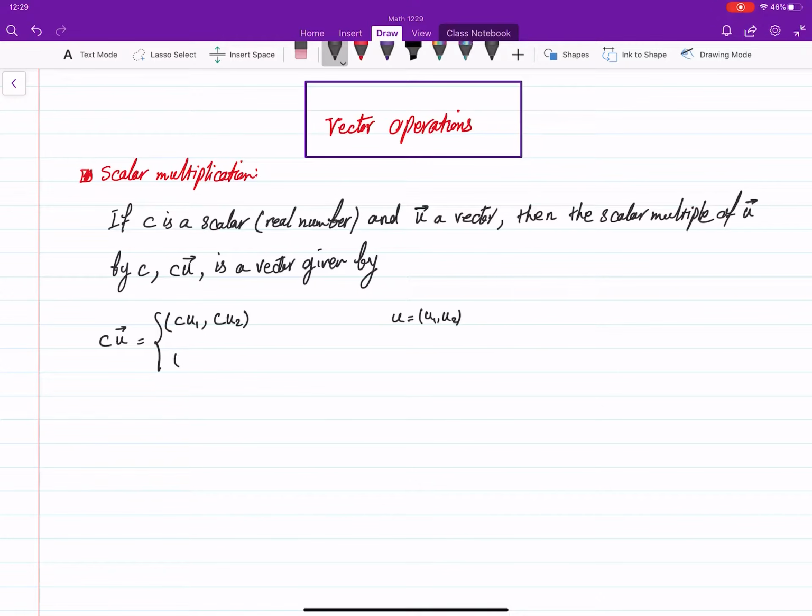And the same thing is true when you have three components, meaning that I multiply C to the first component, C to the second component, and C to the third component. That is when U is a three-dimensional vector. Well, this is algebraically what happens. So multiplication of a scalar to a vector is just multiplying C to all the components of the vector.